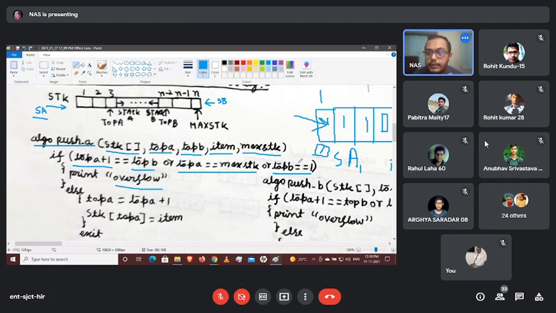So first, let's consider this line: top B equals 1. What is the significance of this line? You guys tell me, in this particular image.